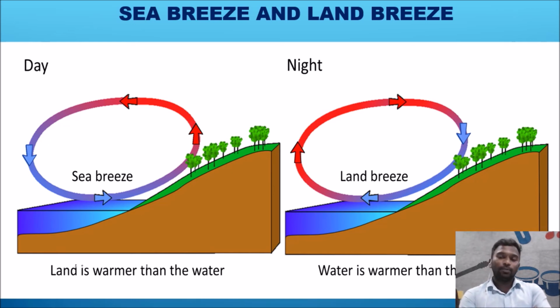So, in the land breeze especially, water is hotter than land. This occurs at night time. This is the way we can explain sea breeze as well as land breeze. If you spend some time near the beach at night time, you feel uncomfortable because of land breeze, right? So, this is a way we can learn sea breeze as well as land breeze.